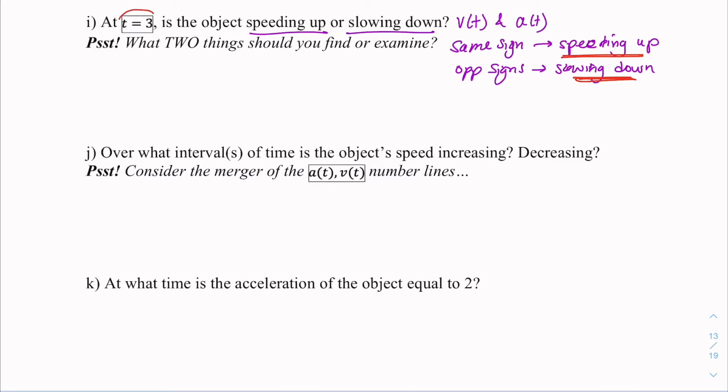And they're giving us a specific point, t equaling 3. So why don't you pause the video and make this judgment on your own. Be very careful with the algebra. Let's see what happens.